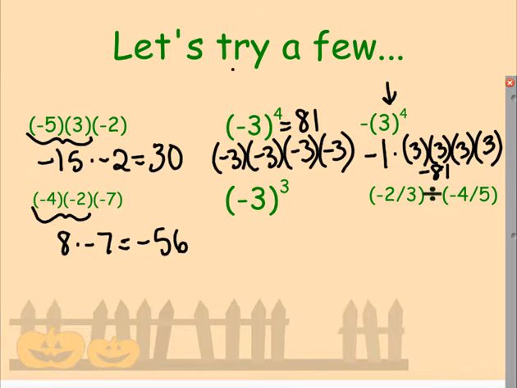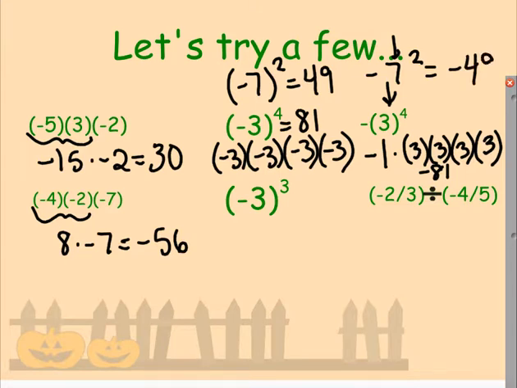When you see parentheses around an entire number, like (-7), and we are going to square it, that means -7 times -7 gives me 49. But let's say, like this one right here, we have -7 squared. There are no parentheses around the entire -7, so only the 7 is being squared. So we have -49.